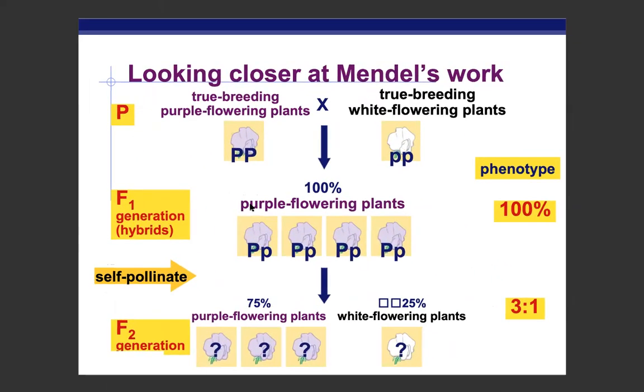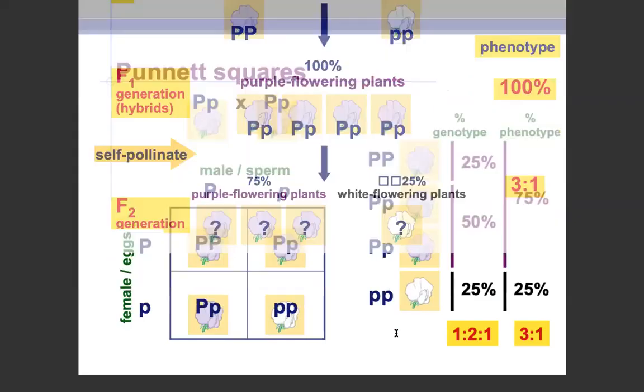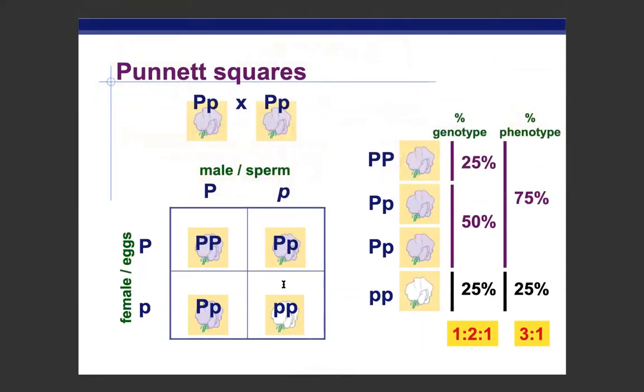If we look closer at Mendel's work, we know that we started with two parents which are true breeding, one true breeding dominant, one true breeding recessive. They gave 100% purple flowering plants, so 100% heterozygous. The offspring of that, so the second generation, gave 75% purple flowering plants, with 25% homozygous dominant, 50% heterozygous, and 25% homozygous recessive. This is another example of how you'd write out the Punnett square for that.